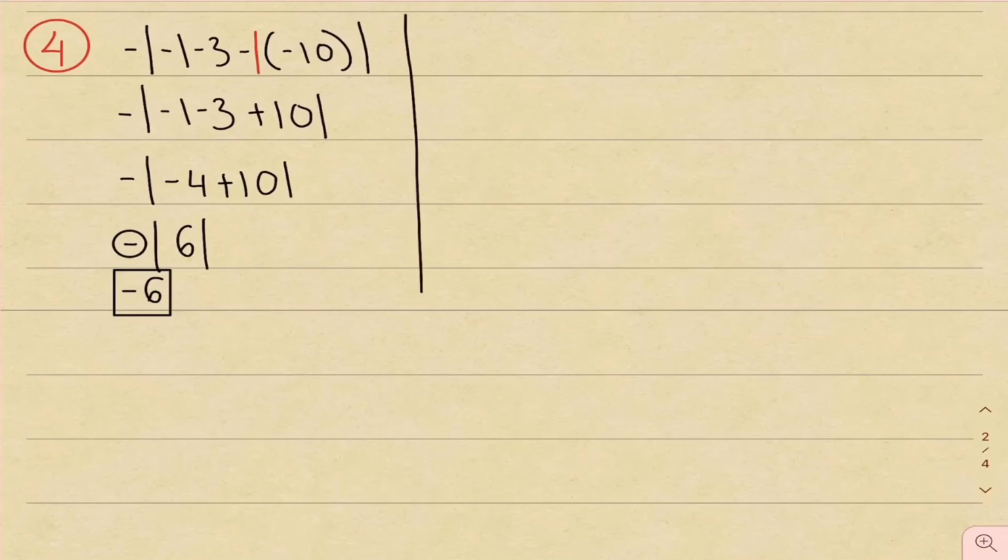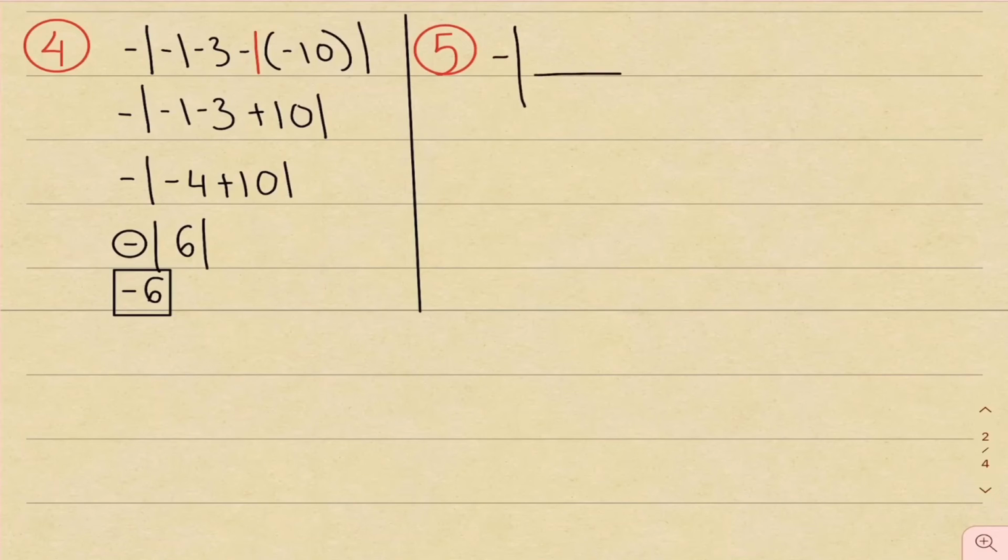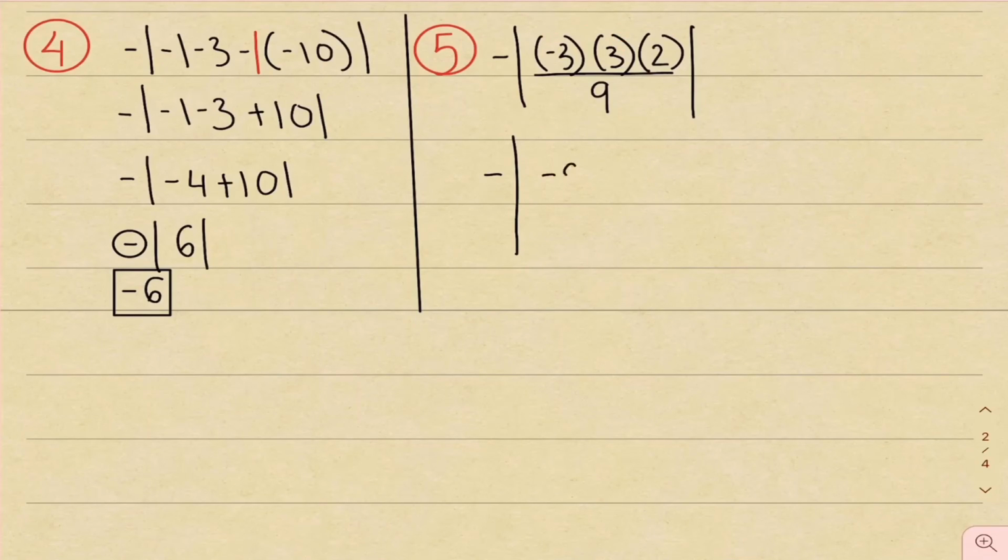Now let me do another problem. Problem 5. If I have negative absolute value of negative 3 times positive 3 times 2 divided by 9. So in this problem, again, I'm going to work inside of the absolute value. I have a negative sign outside of the absolute value. I'm going to leave it there. Now I have negative 3 times positive 3. That's going to be negative 9 times positive 2 divided by positive 9.